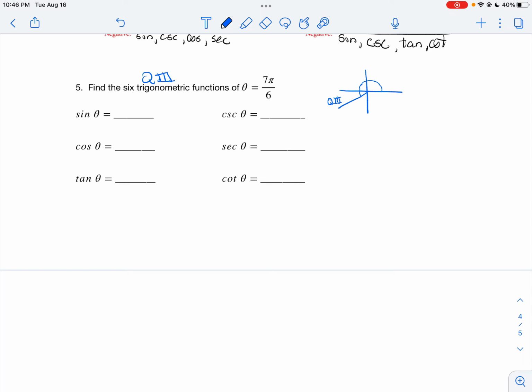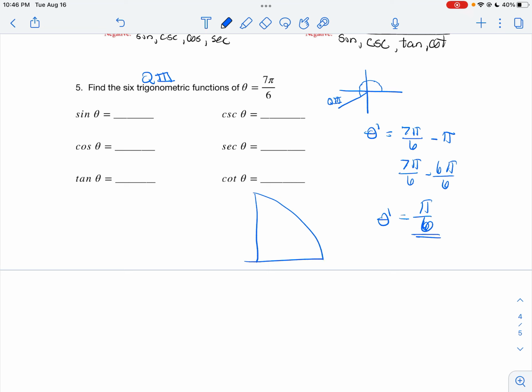I recall from last class that to find the reference angle in quadrant 3, I take the given angle measurement and subtract pi. And I'm going to choose to write pi as 6 pi over 6. And so that gives me pi over 6. So my reference angle is pi over 6. So I go back to my quadrant 1 unit circle for pi over 6.